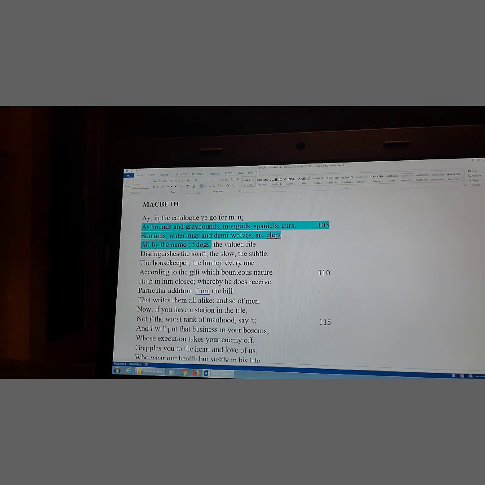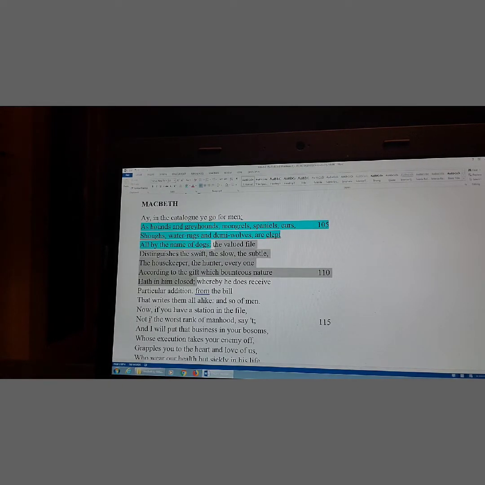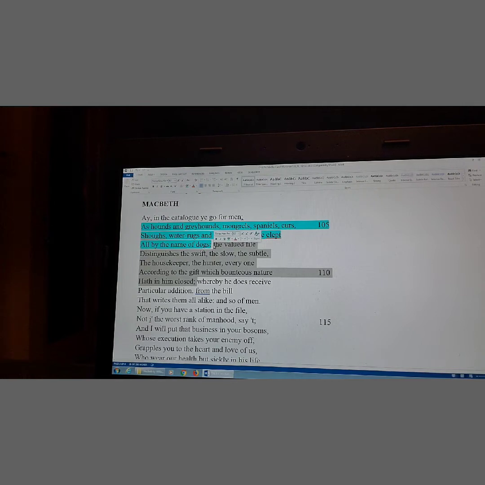He says, "The valued file distinguishes the swift, the slow, the subtle, the housekeeper, the hunter, every one according to the gift which bounteous nature hath in him closed." Now, let me get into this part. Okay.